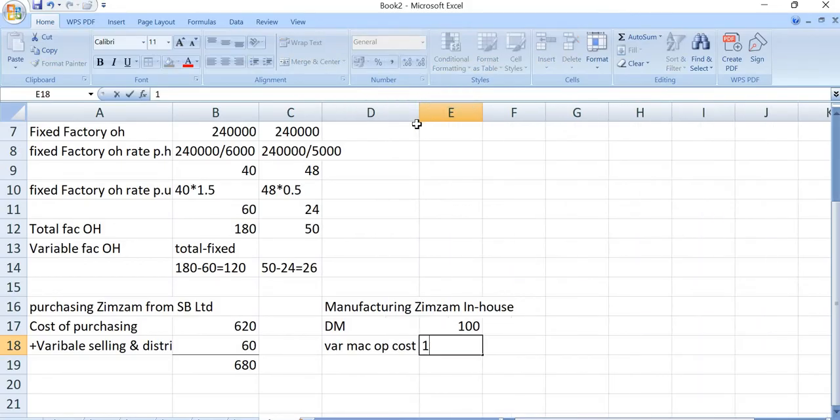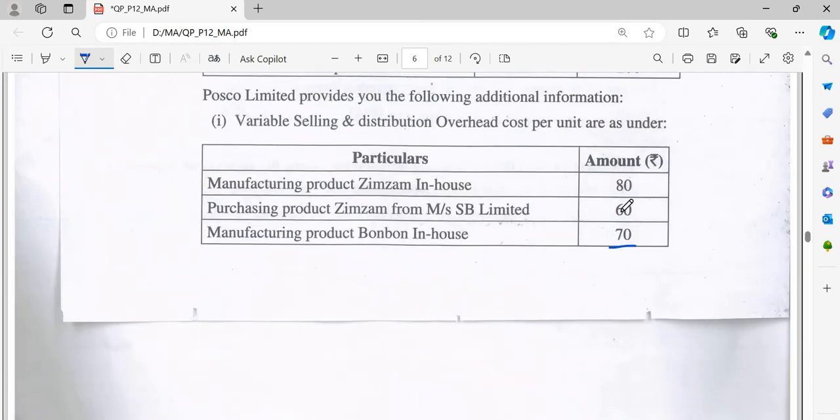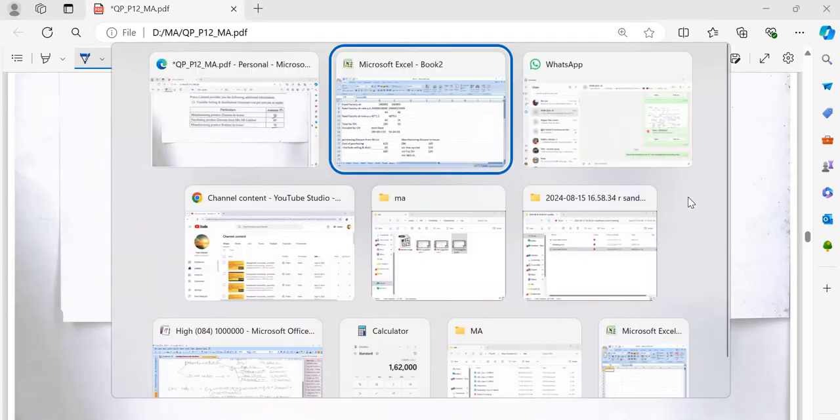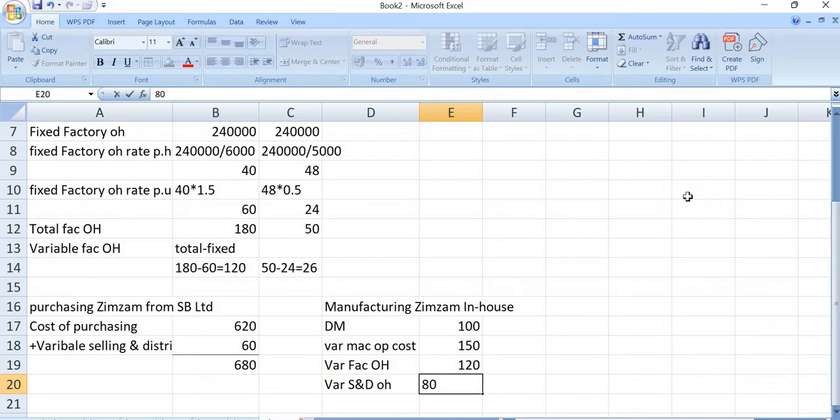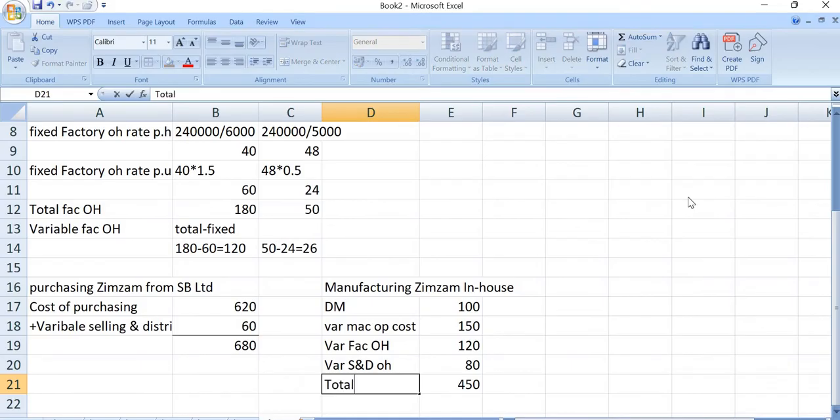That is 150 we have. Then variable factory overheads. So we have calculated variable factory overheads here, so that is 120. That one we need to consider. And here also what we need to consider is selling and distribution overheads. So what is variable selling and distribution overheads? They have given 80 rupees. So I need to consider this 80 rupees alone, not in that first table. So my total cost will be 450.